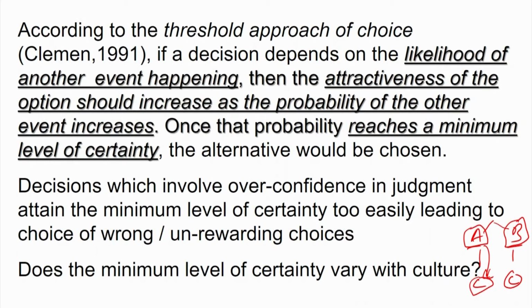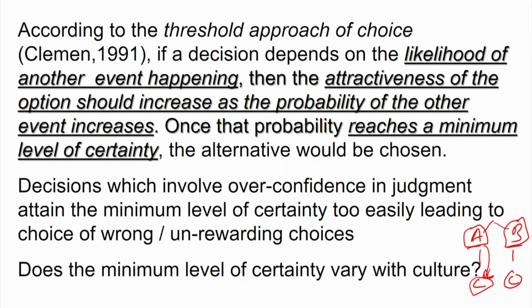Basically, it is stated as: the attractiveness of an option should increase as the probability of another event also increases. Once that probability reaches a minimum level of certainty, the alternative will be chosen, and this is called the threshold approach of choice. As producers of product A confirm that they are going to give C for free, you choose product A. Till the point that A and B both say that they are going to offer C, but you do not have any confirmed news, you have both these options of buying A and B washing machines.